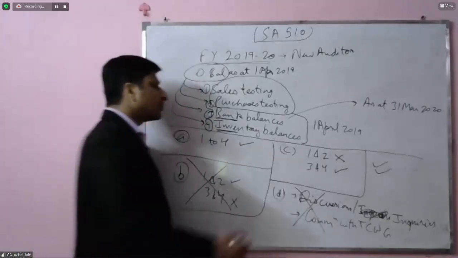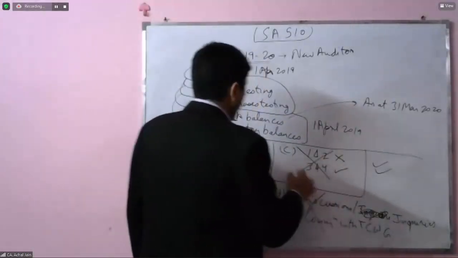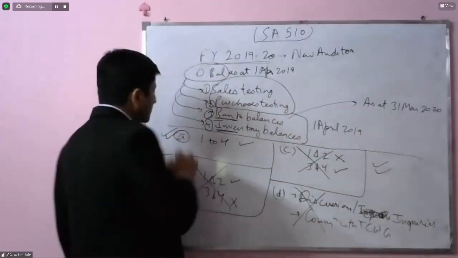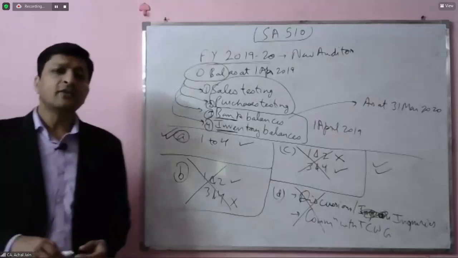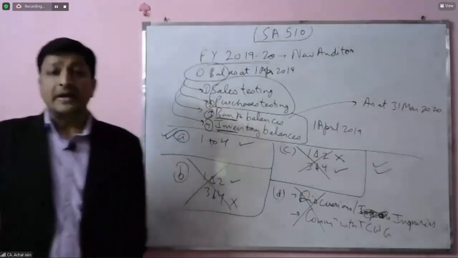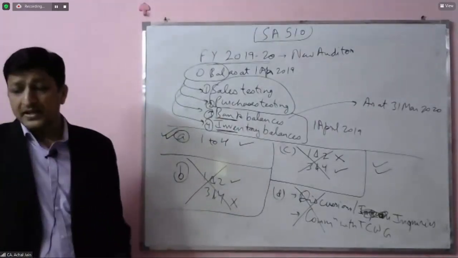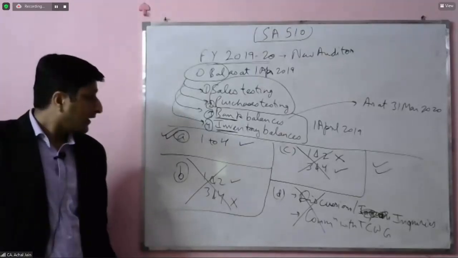The answer is no. So that's why, what would be the right option? Option number A, that auditor may pick up any of these items depending on his judgment. And Ambika went with option number A only.